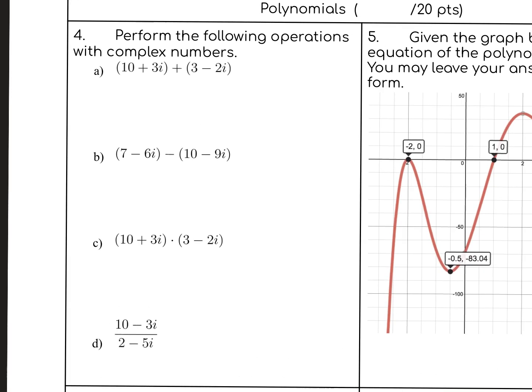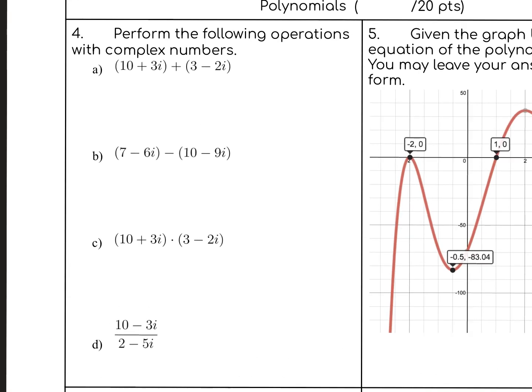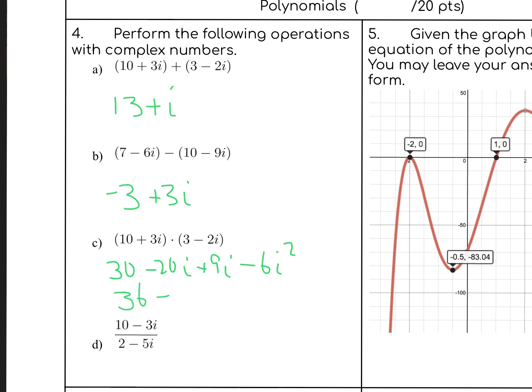Perform the following operations. So that's 13 plus i, because I'm just adding. Negative 3, negative 6 minus negative 9 is plus 3i. This one's going to be 30 minus 20i plus 9i minus 6i squared. 6i squared is negative 6, so that's negative negative 6, so that's positive 6. So that's 36 minus 11i.